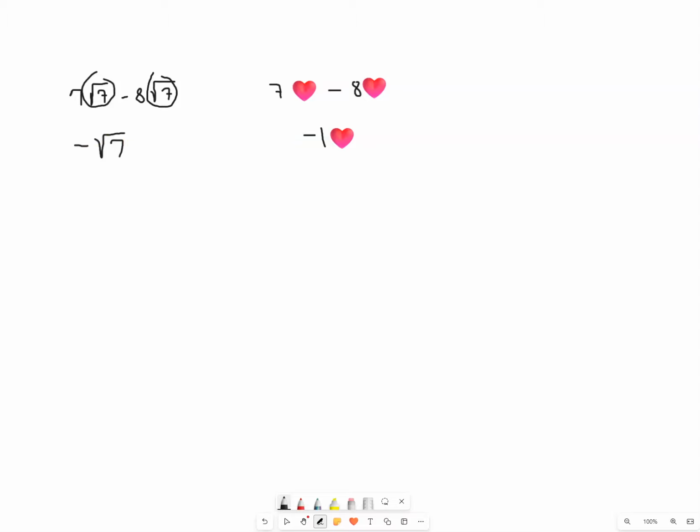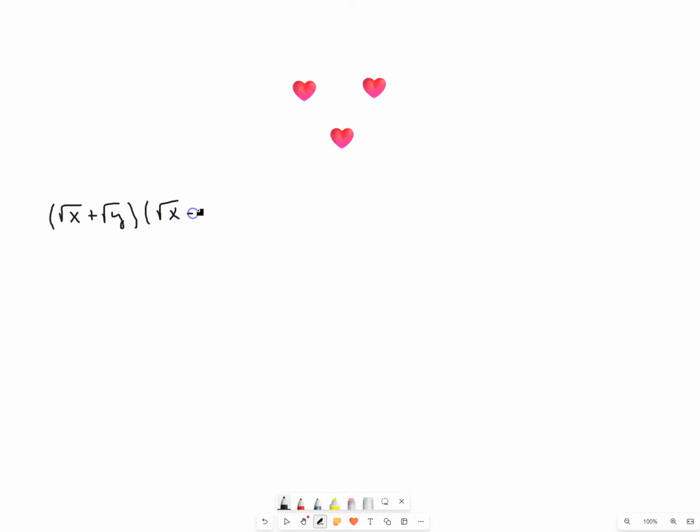Let's do one more. Let's see. Yeah, this one is a good one. This is a FOIL problem, but it also involves square roots. Let me erase all of this before we start. For some reason the hearts aren't going to go away. We will leave those for now. Okay. So suppose I have the square root of x plus the square root of y. I'm going to multiply that times the square root of x minus the square root of y.